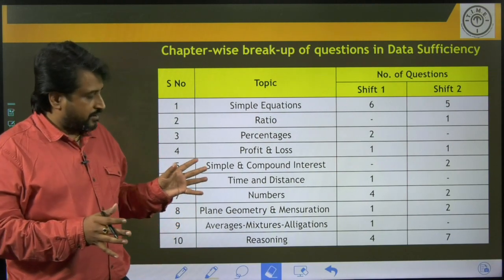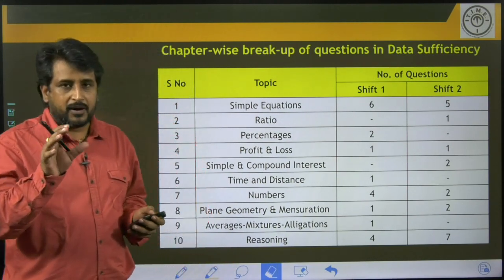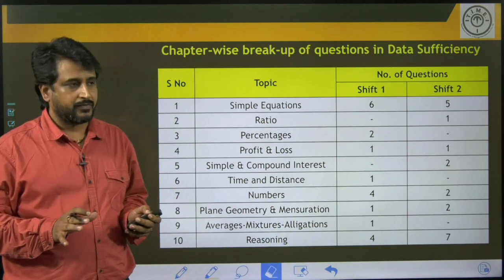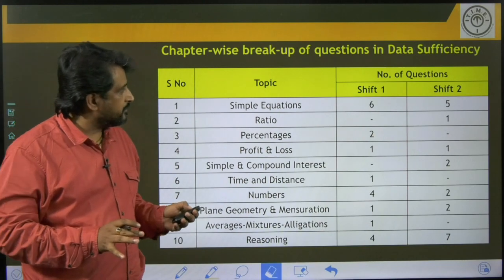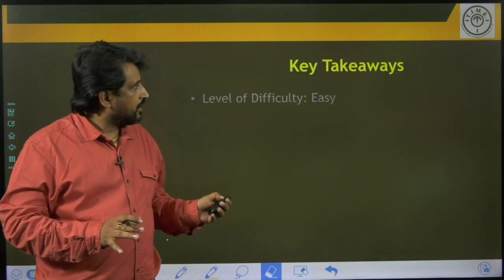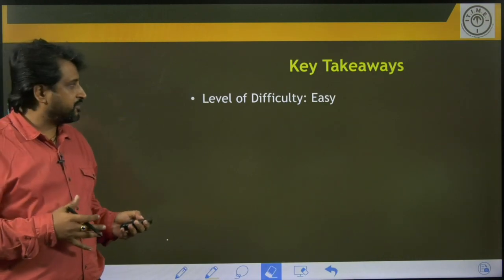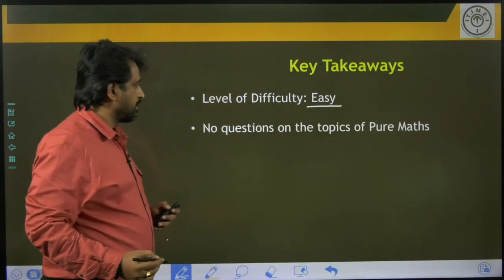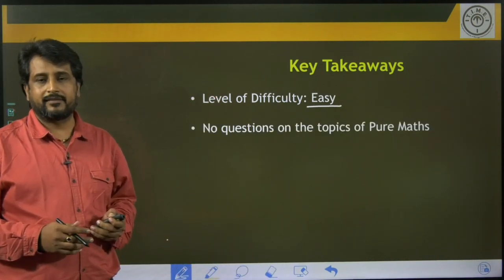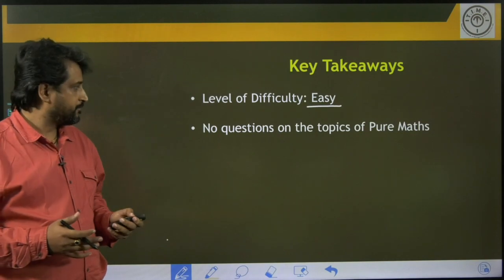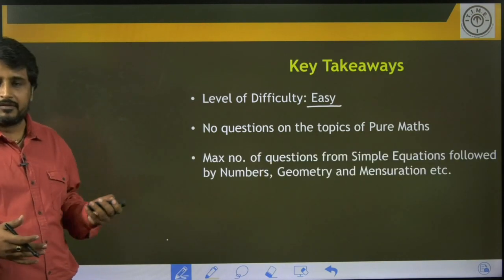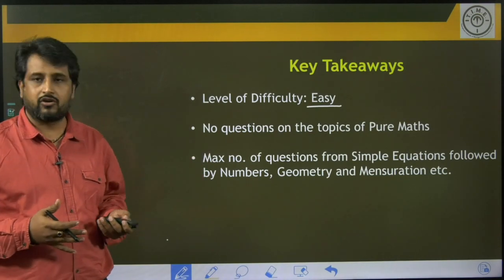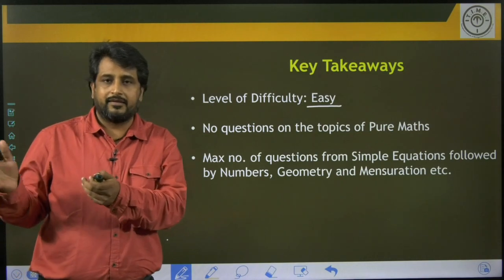Okay, in the stipulated time, 20 out of 20 questions can be answered; all are straightforward questions. Let's move to the key takeaways in the data sufficiency section. The level of difficulty is very easy. There are no questions on pure maths topics like matrices, sets, indices. The maximum number of questions are from simple equations, which we already discussed, and the next from geometry and mensuration topics, time and distance topics and the reasoning section.